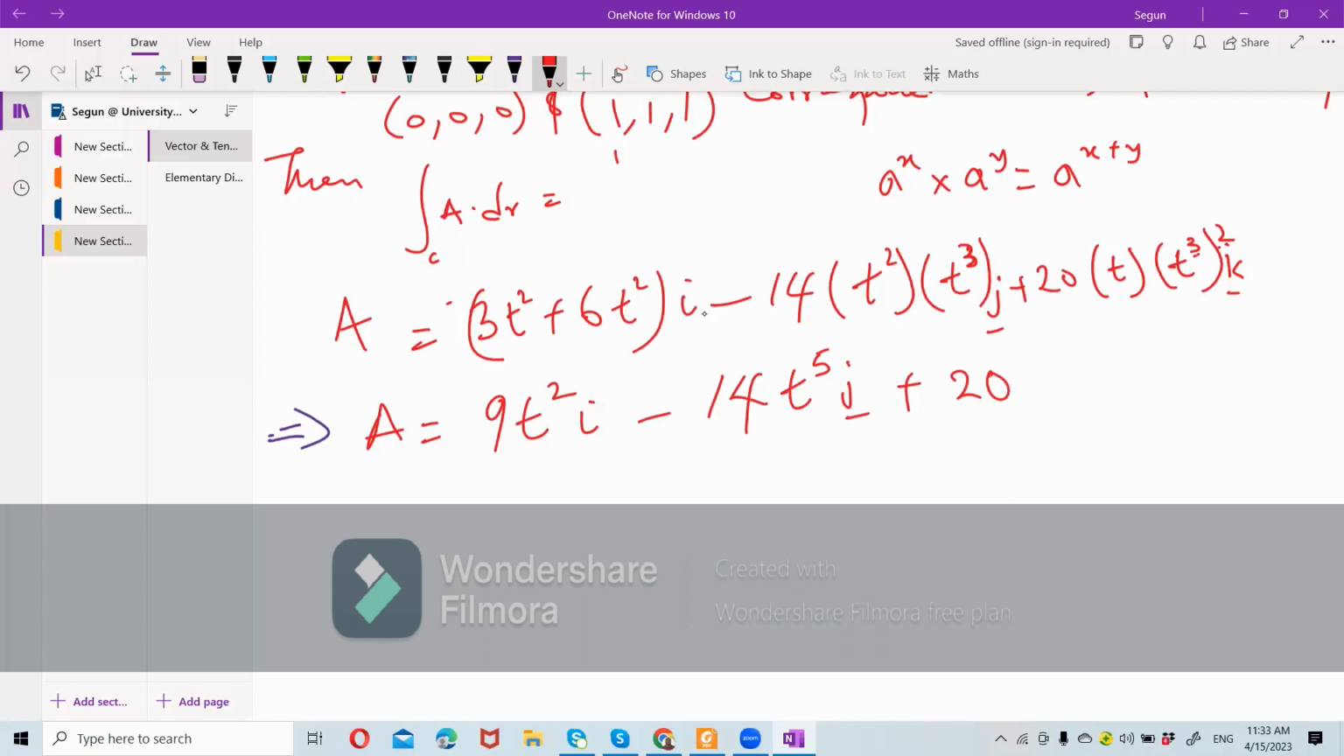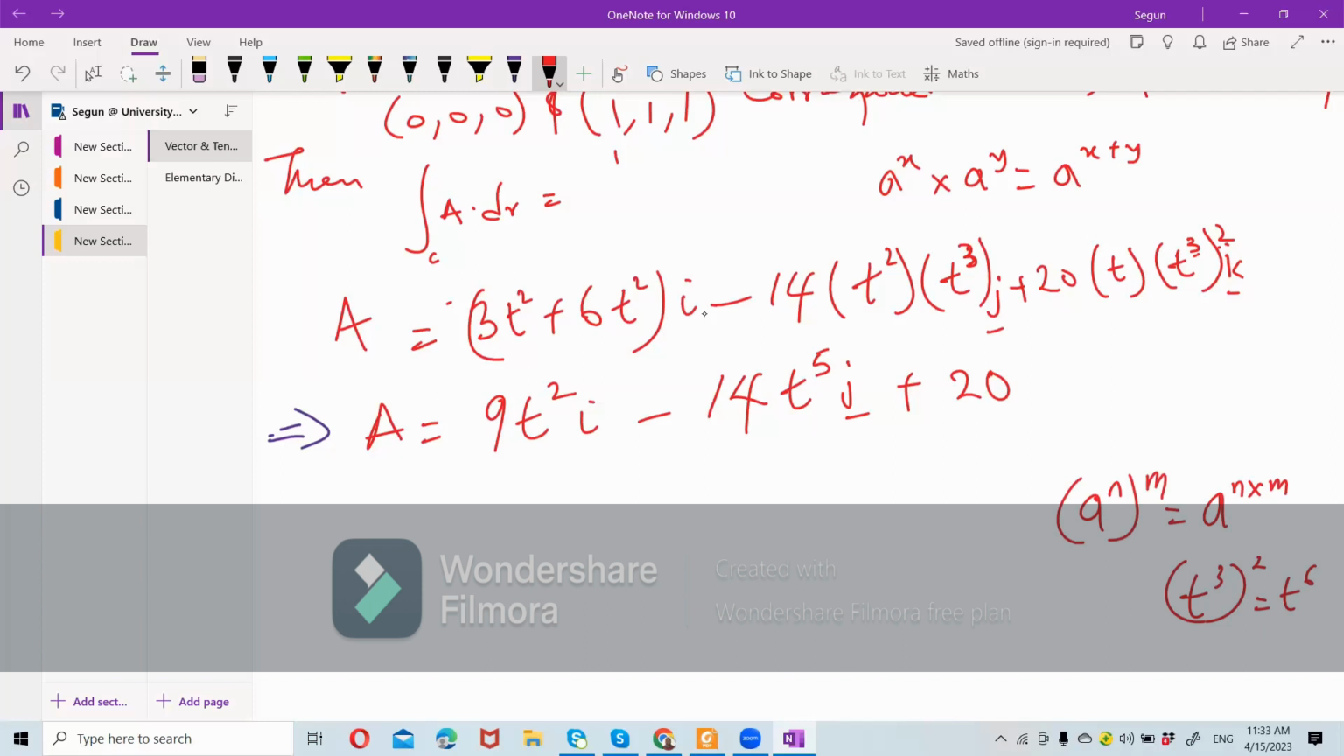This is another law of indices that says a raised to power n bracket m is the same thing as a raised to power n multiplied by m. So which means t raised to power 3 in bracket 2 is what? t raised to power 6. Do you agree? Yes, sir. So it's t raised to power 6.